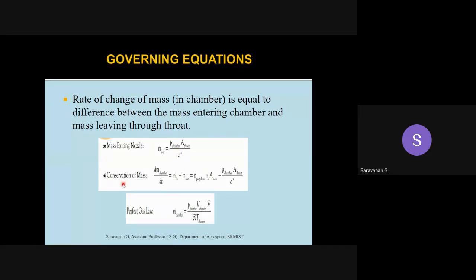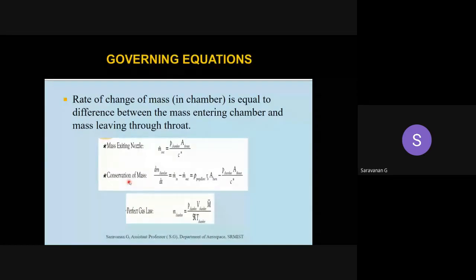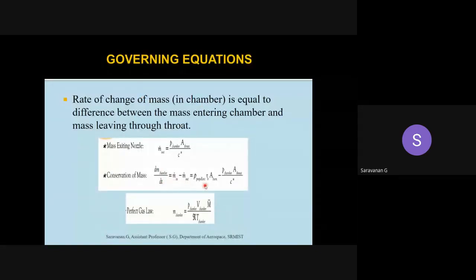Second one is the conservation of mass principle. The change in the mass of the chamber, dm chamber by dt, is equal to mass in minus mass out. So what is mass in? We are adding a certain amount of propellant, and the propellant gets burned at the burning surface area, which gives one burn rate. So m in is rho A_b r_b, where A_b is the burning surface area, r_b is the burn rate, and rho is the density of the propellant. Minus mass out, which is P_c A_t by c star.